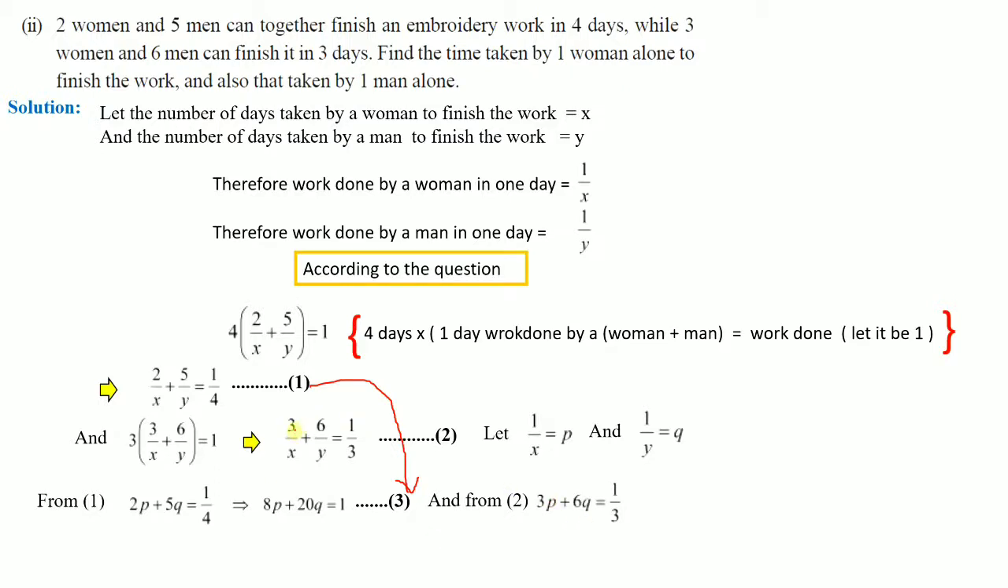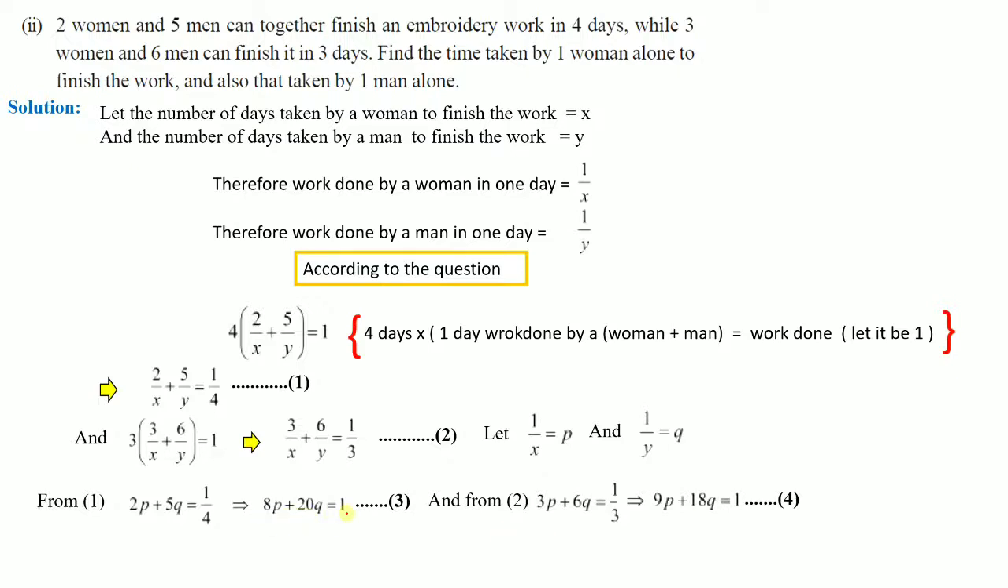So in the second equation, 3p, where 1 upon x is p, plus 6q is equal to 1 upon 3. Again cross multiplication. So 3 times 3 is 9p, plus 18q equals 1. This is equation number 4. These two equations will be involved for the solutions. Now we will concentrate only on these two equations. So let us go for the solution on the next page.